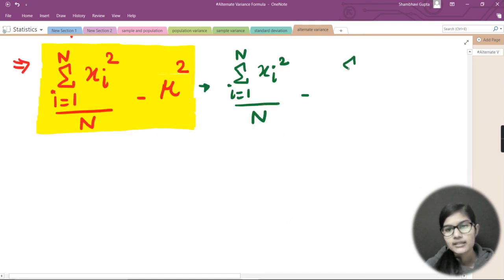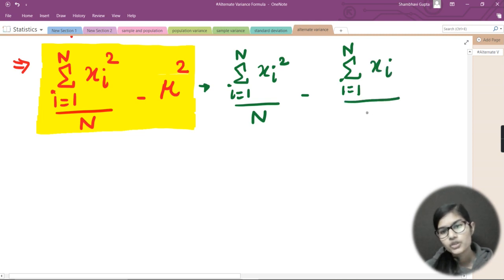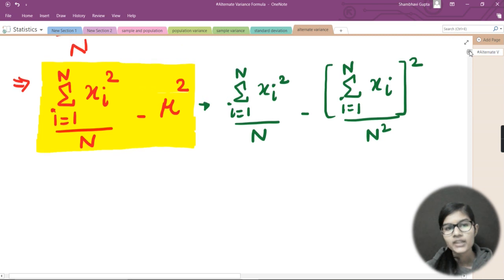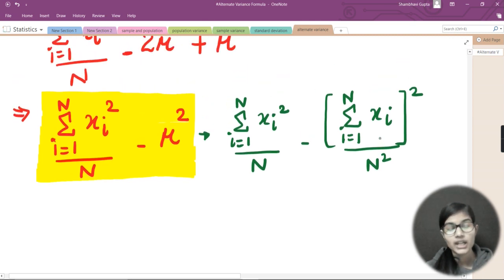I'm going to write sigma i equals 1 to capital N, and I'm going to put this xi here and then I'm going to divide it. Now what I'm going to do is just square this. So here I have squared it and below I'm going to put this n square. So this is another formula for writing the population variance.